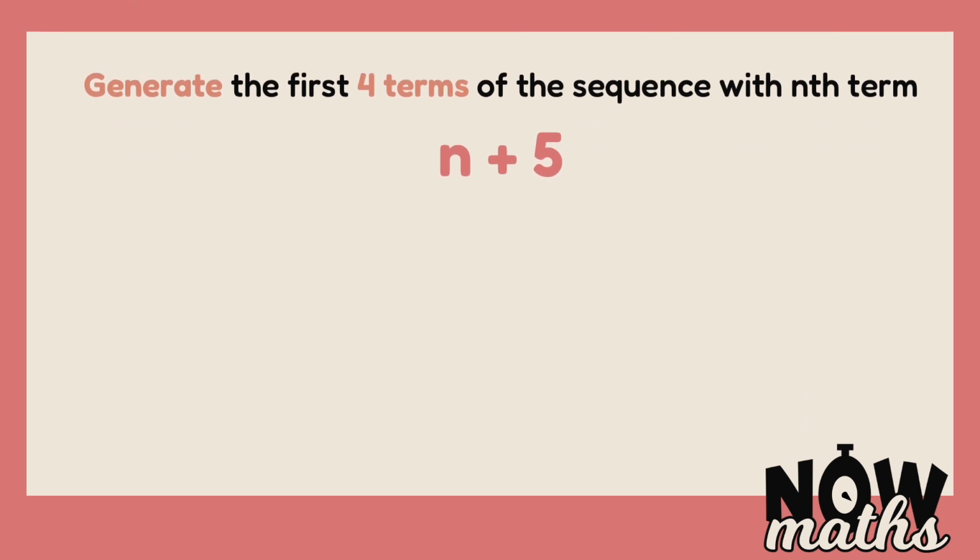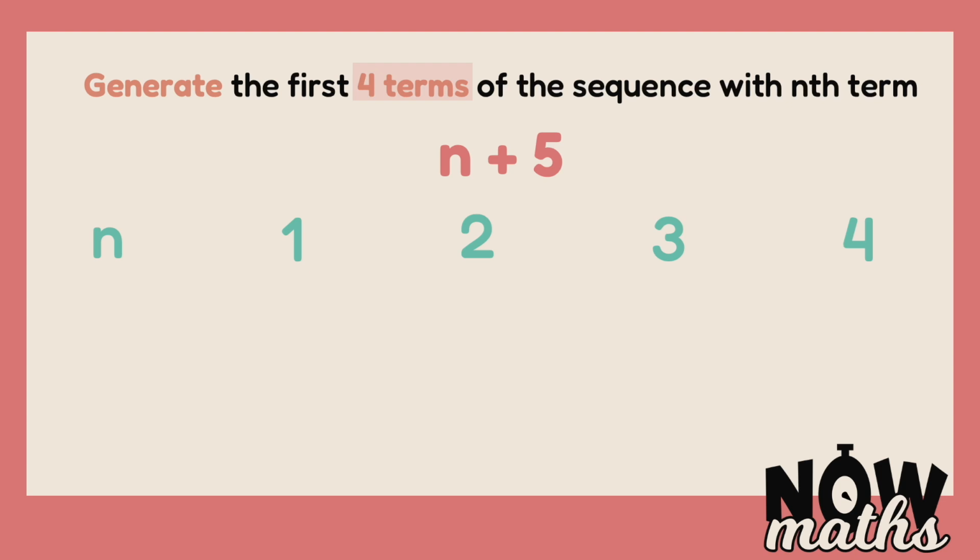For our first example, we're asked to generate the first four terms of the sequence with nth term n add 5. n represents the position we are in the sequence. So if we're asked to generate the first four terms of a sequence, we need n to be 1 for the first term, 2 for the second term, 3 for the third term, and 4 for the fourth term. Of course, if we wanted to continue the sequence beyond the first four terms, we could have n as 5, n as 6, and so on.